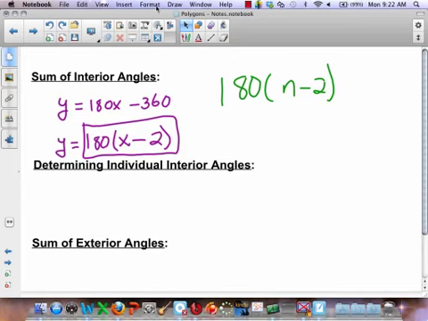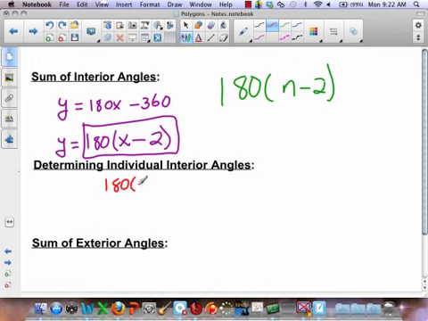Perfect. Basically, all you're going to do is take the sum, 180 times (n minus 2), and divide by the number of sides that you have. That will give you your individual angle. We'll represent that with theta, which is a symbol we use to represent angle measures. So the individual angle measure is 180 times (n minus 2) divided by n.